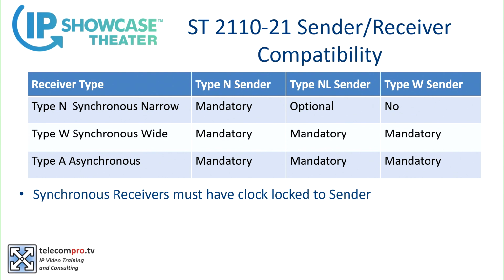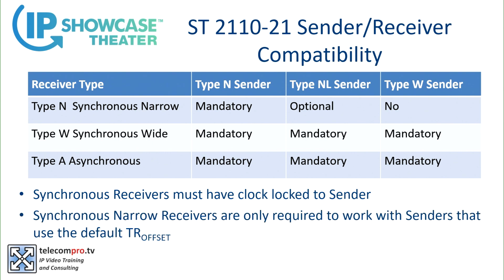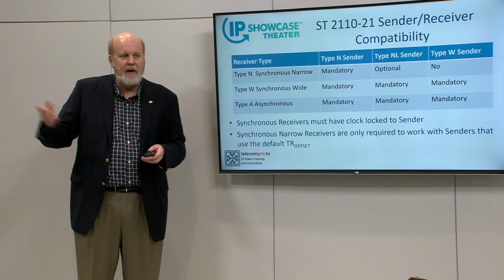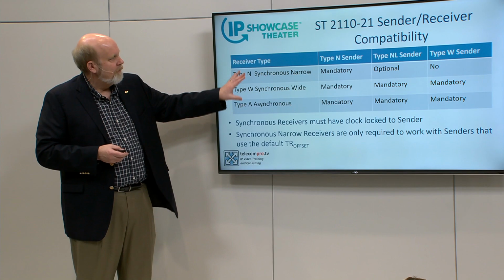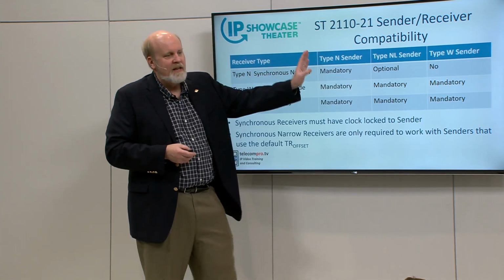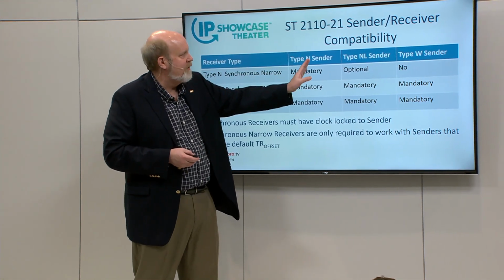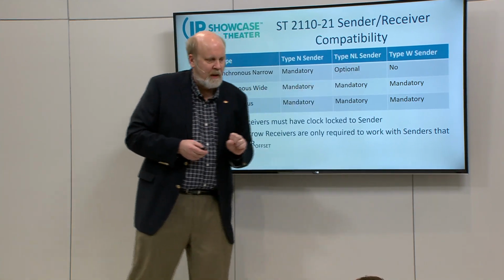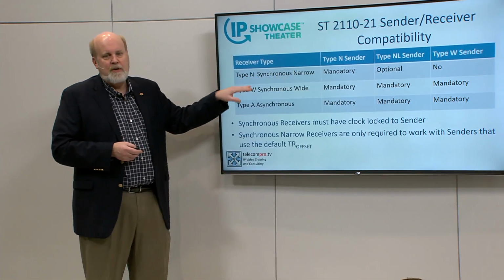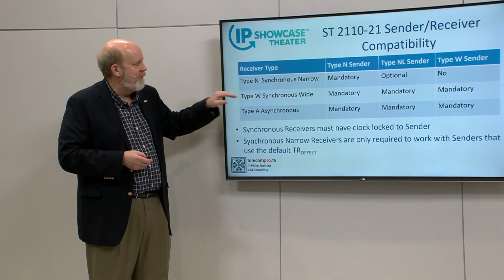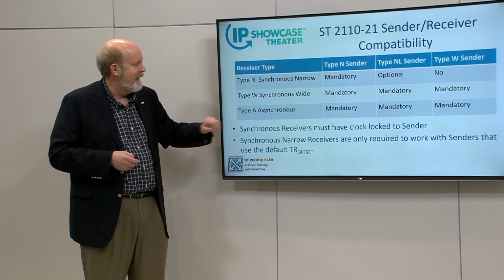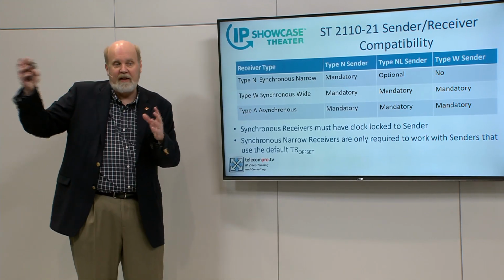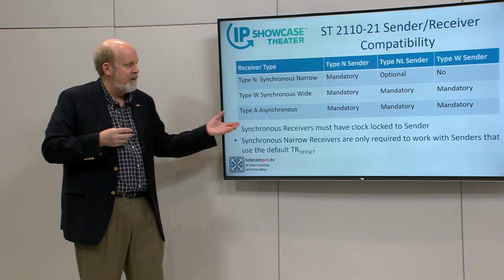So think about a type A receiver as kind of having a built-in traditional frame store. You can have slippage. You can add or remove frames. It can overflow things along those lines. So these categories, each time you send out a video stream, you have to announce whether it's a type N or a type NL or a type W. These are things that you buy. You buy a synchronous narrow receiver. Synchronous wide receiver is going to have a larger buffer. It's going to have more input delay. And an asynchronous receiver is going to have to be very flexible to handle differences in timings between different networks.